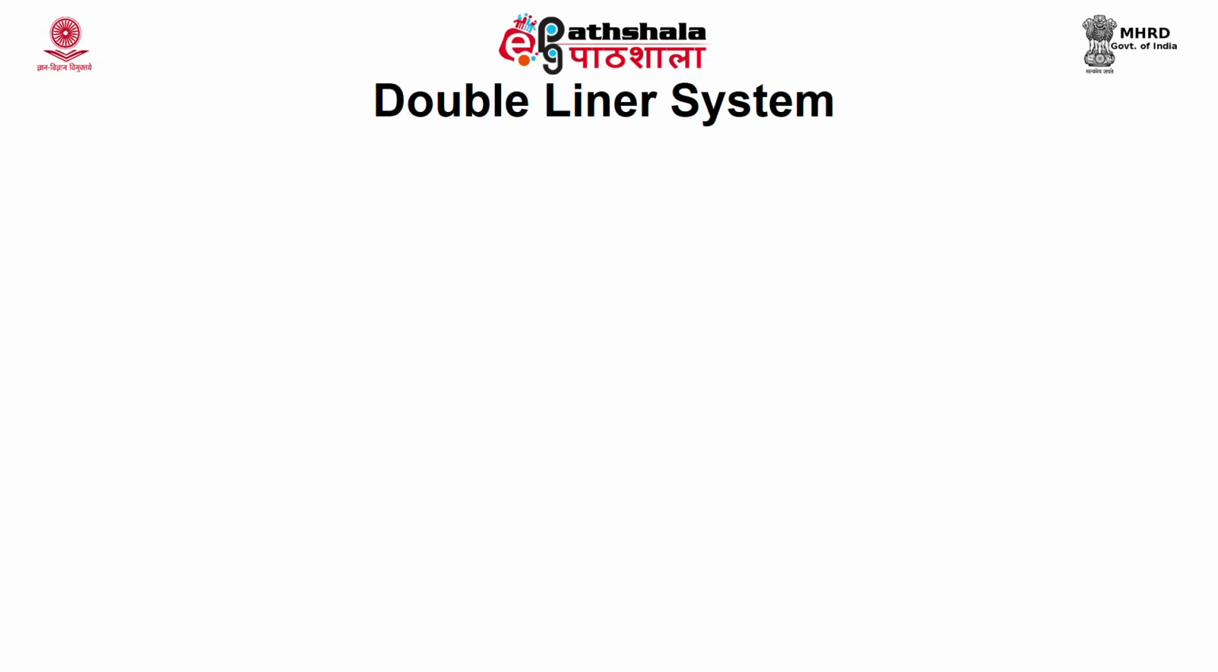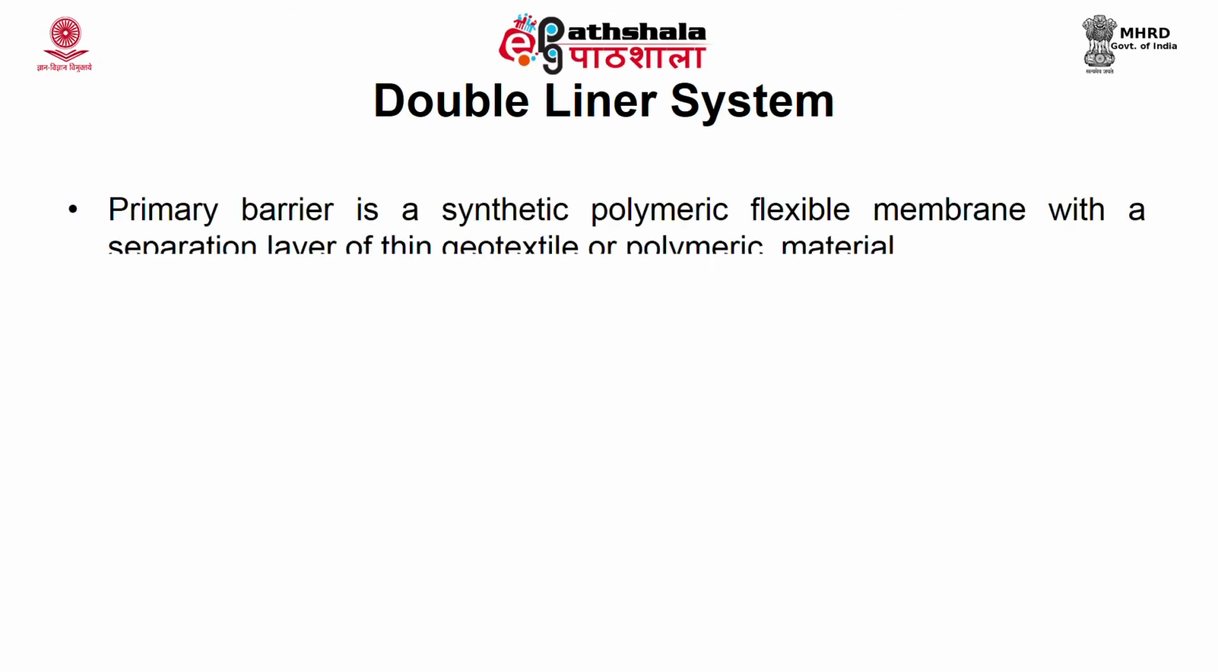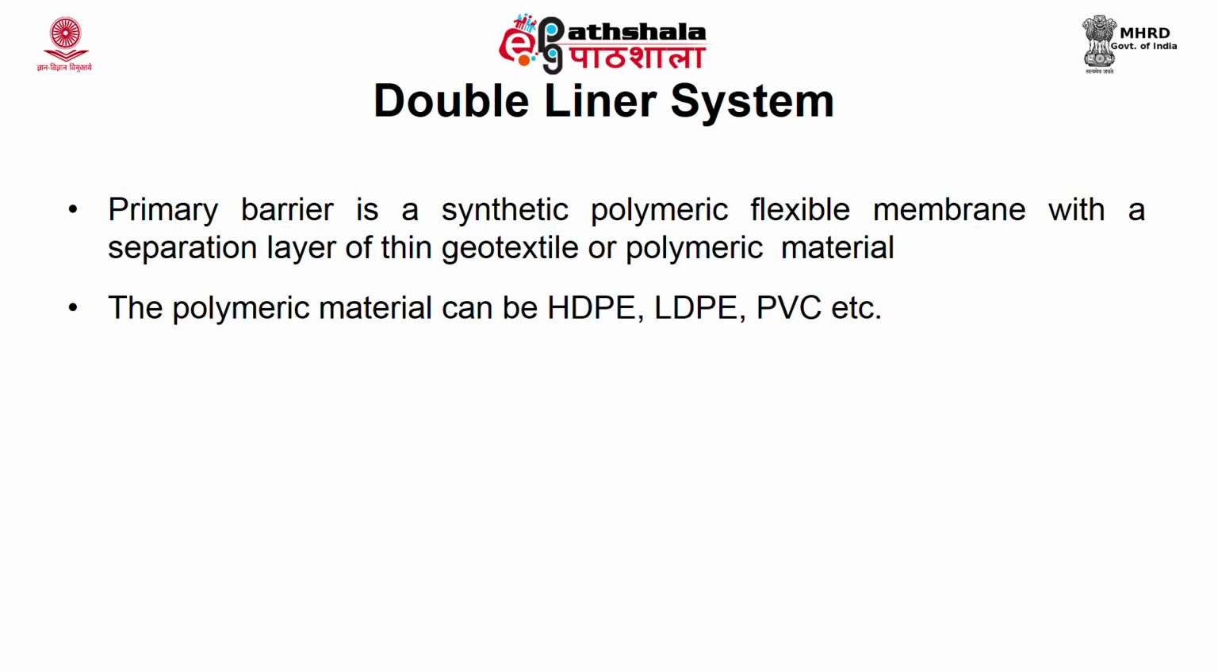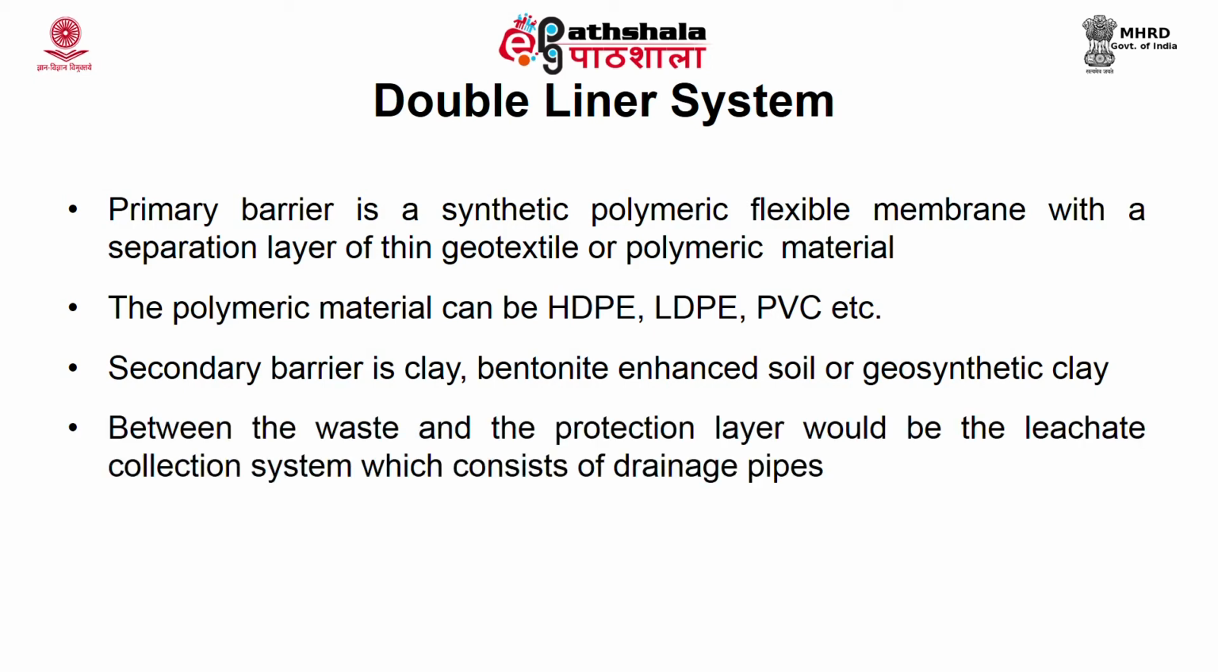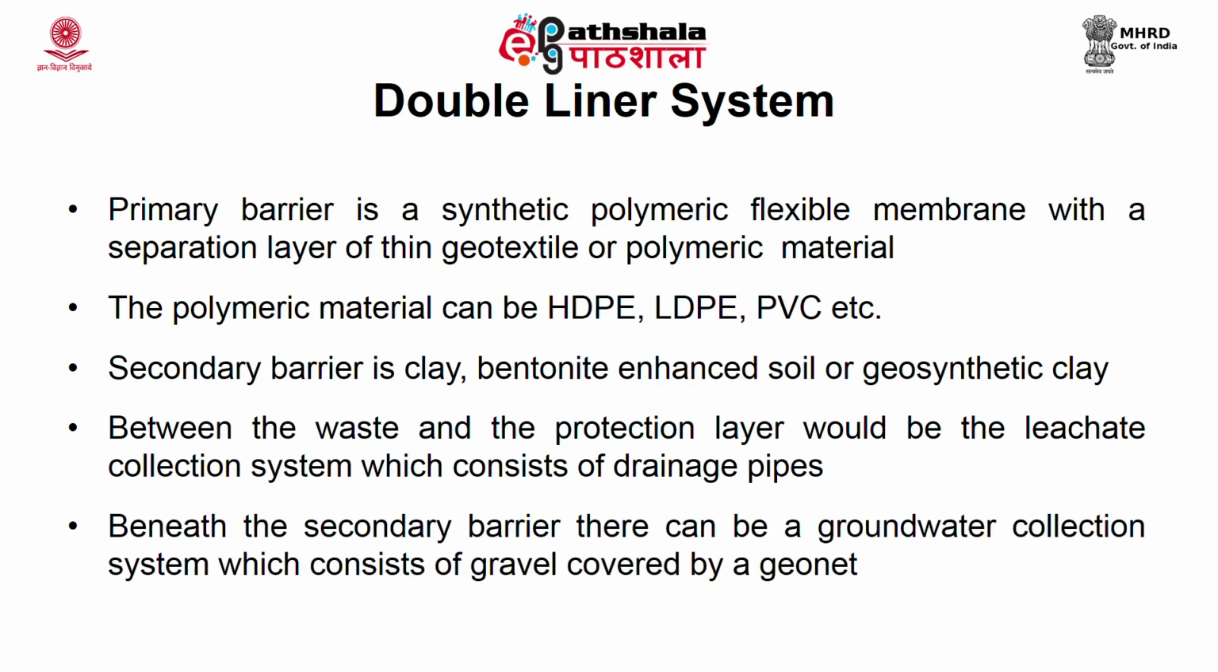The third type is a double liner system. This liner system, again it will have a primary barrier which is made up of a synthetic polymeric material lined with a separation layer made up of geotextile. Then you have a secondary barrier which is made up of clay, bentonite enhanced soil or geosynthetic, and between the waste and the protection layer you would have a leachate collection system with drainage pipes, and beneath the secondary barrier there can be a groundwater collection system which consists of gravel covered by geonet.